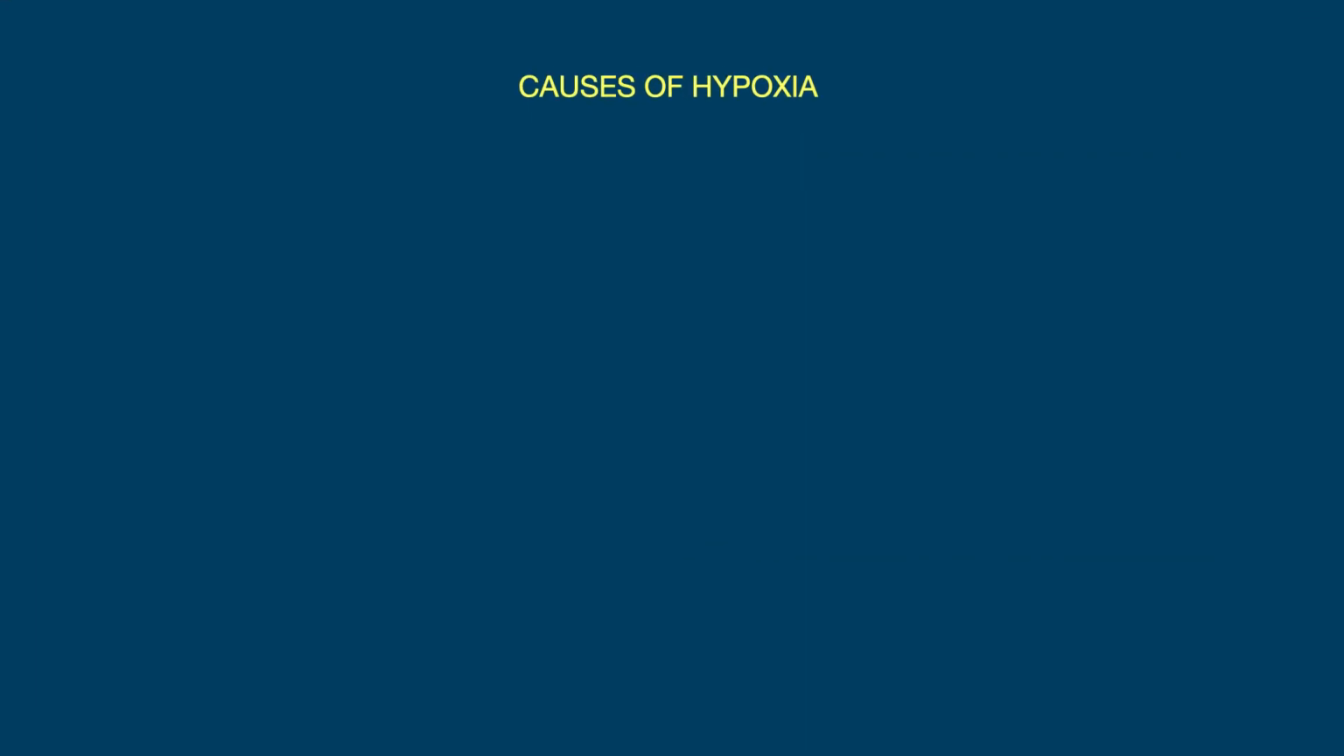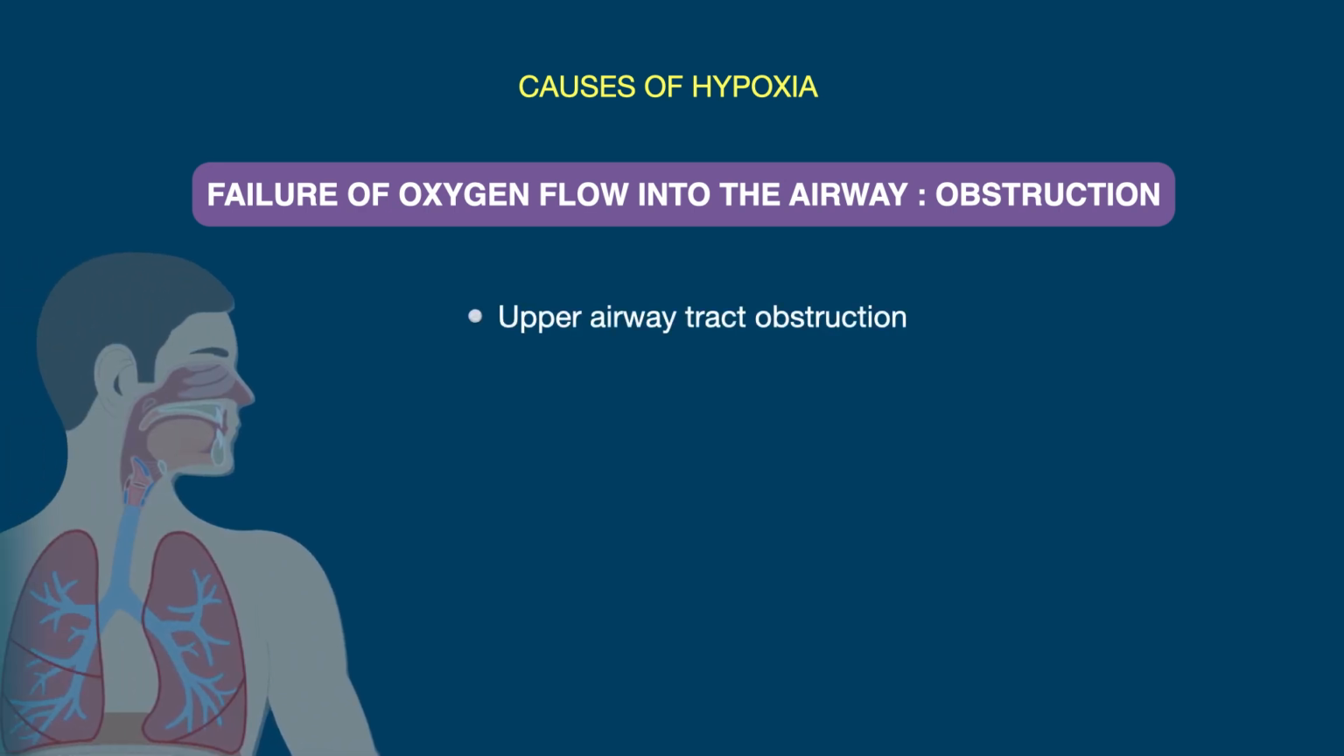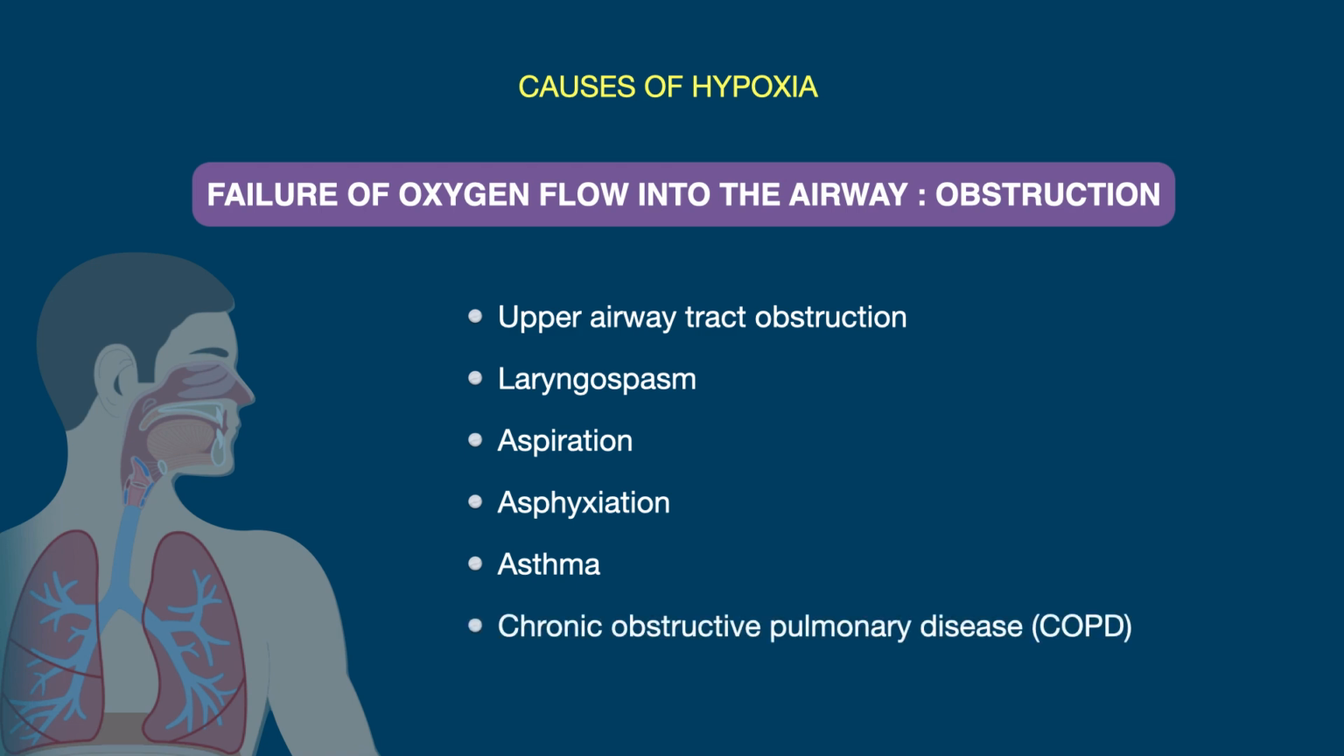Next cause of hypoxia is the failure of oxygen flow into the airway. This can happen in airway obstruction. Airway obstruction can occur in edema of soft tissues of the upper airway tract, laryngospasm, aspiration, asphyxiation, which occurs in hanging and drowning. And asthma is a form of immune-mediated inflammatory reaction of the lower respiratory tract leading to obstruction of the smaller airways. Chronic obstructive pulmonary disease such as emphysema or chronic bronchitis, which is exacerbated, can present with hypoxia due to the reduced compliance of the smaller airways.